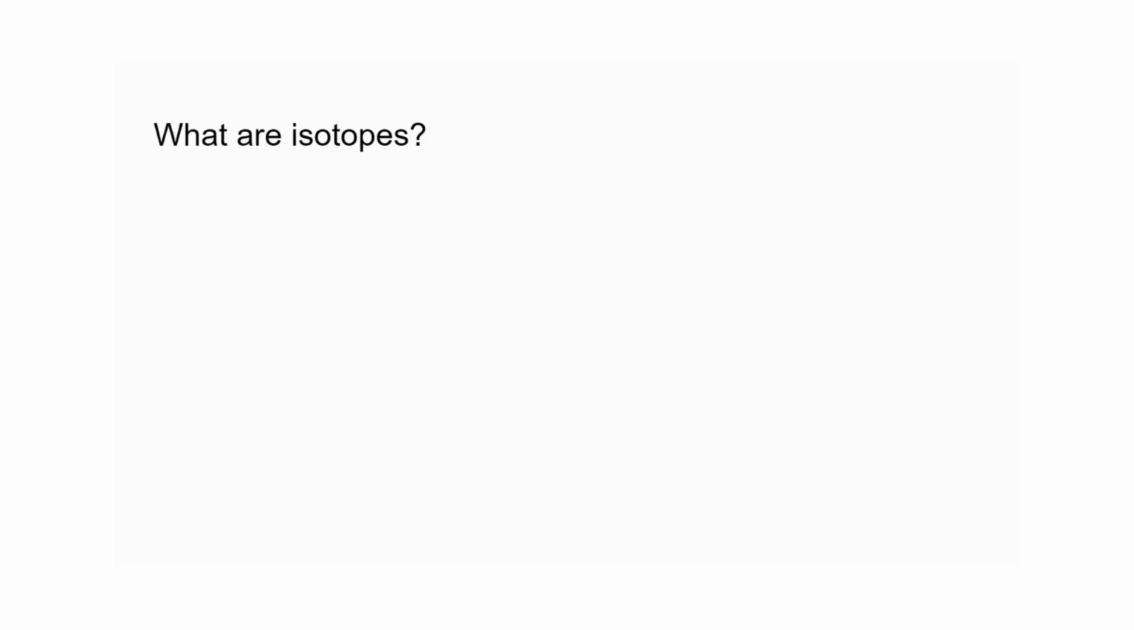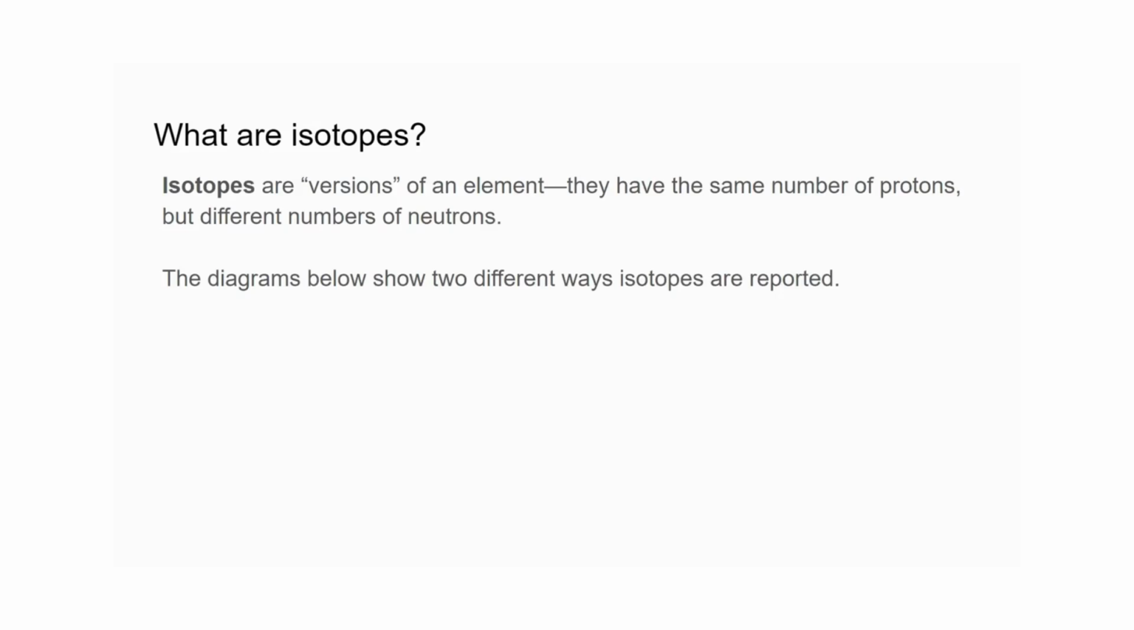I'm going to start off with a reminder about what isotopes are. I always like to say that isotopes are just different versions of an element. They have the same number of protons, but different numbers of neutrons. You can think of it like apples: we all know there are different types of apples, different versions of apples, but they're all still an apple. Same idea for isotopes.